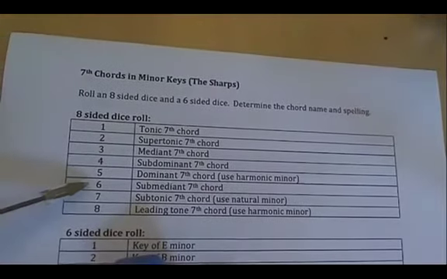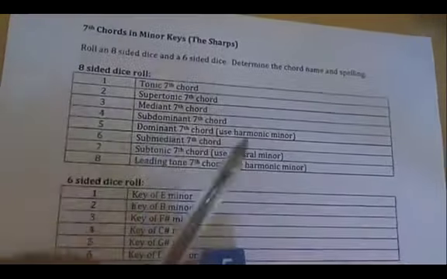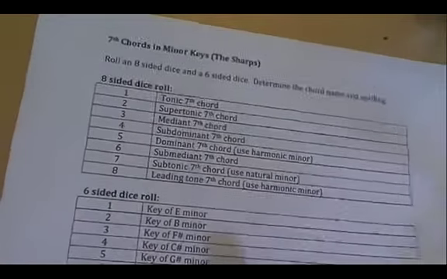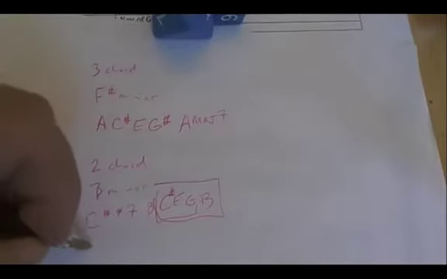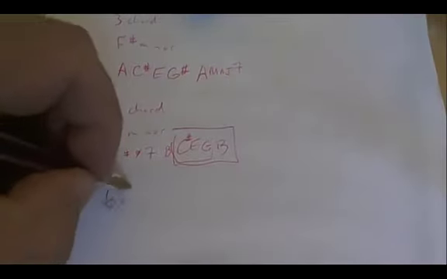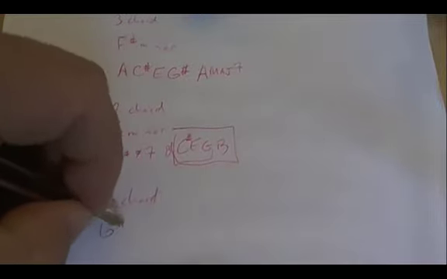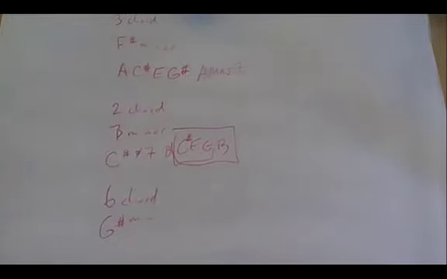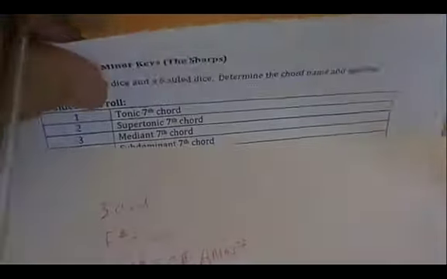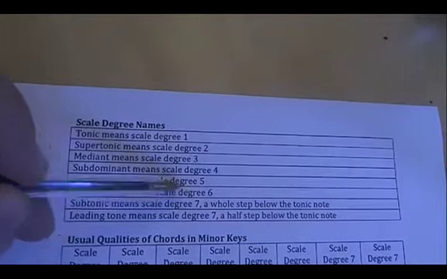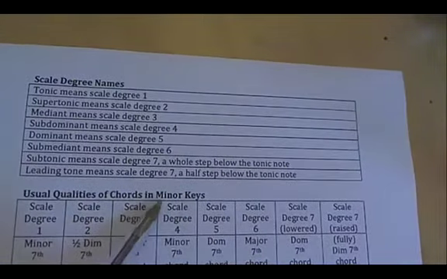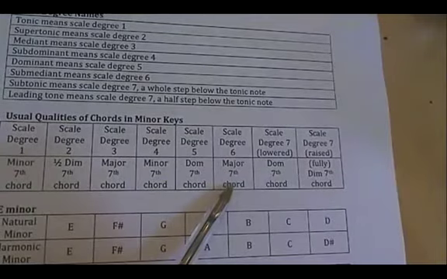So I want a submediant 7th chord in the key of G sharp minor. All right, well, submediant means 6, right? 6 chord in the key of G sharp minor. Submediant means 6, and 6 chords are major 7th chords. Now, if you're not sure about that, you come to this table here. Submediant means scale degree 6, okay? And scale degree 6 in a minor key is a major 7th chord, okay?